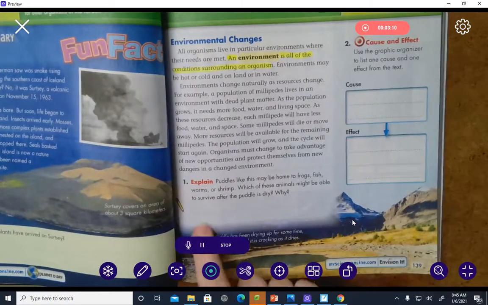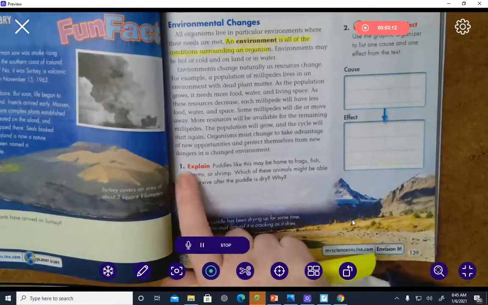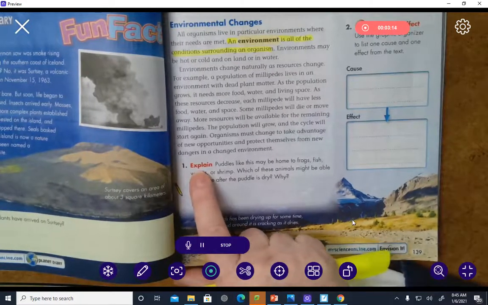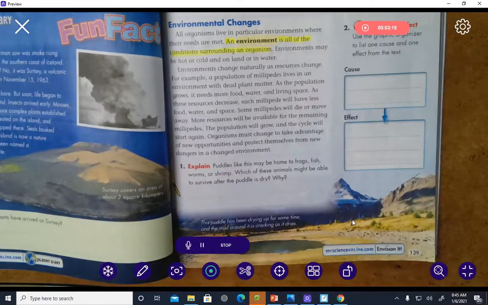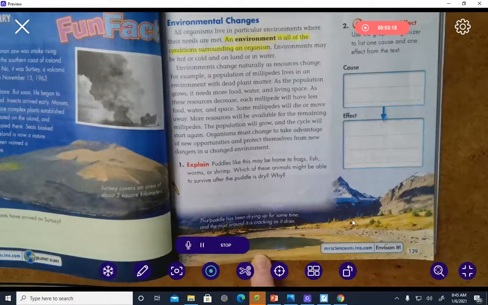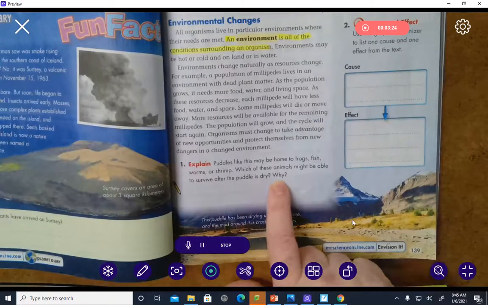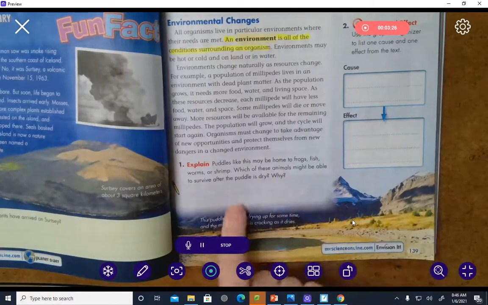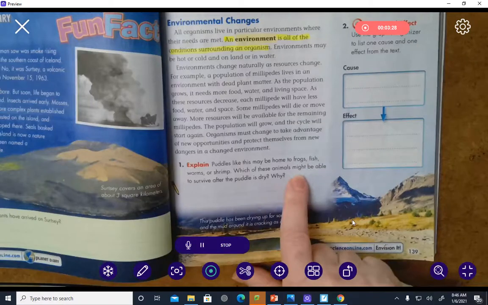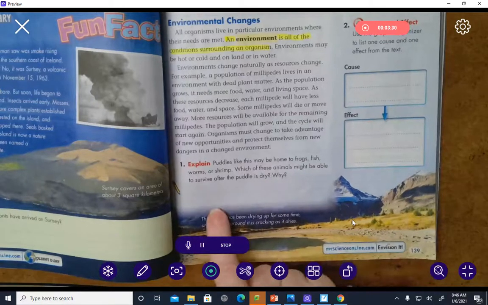So you have 2 questions to answer on this page. Number 1, explain. Puddles like this may be home to frogs, fish, worms, or shrimp. Which of these animals might be able to survive after the puddle is dry, and then why? So there would be 2 parts to this question. You can pause and answer.